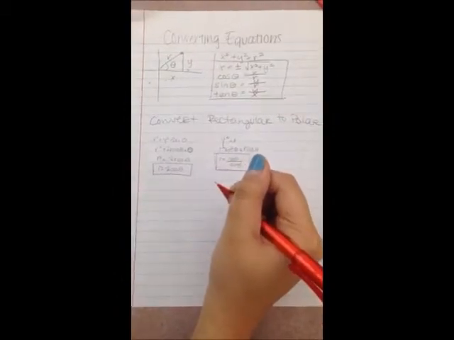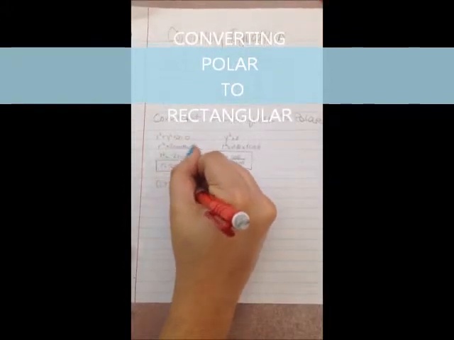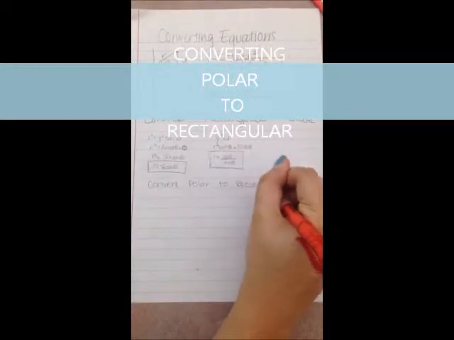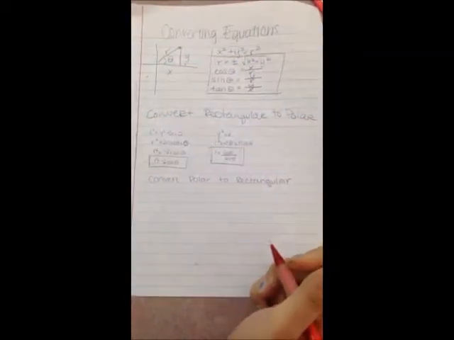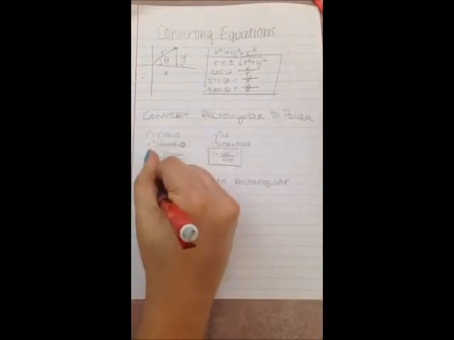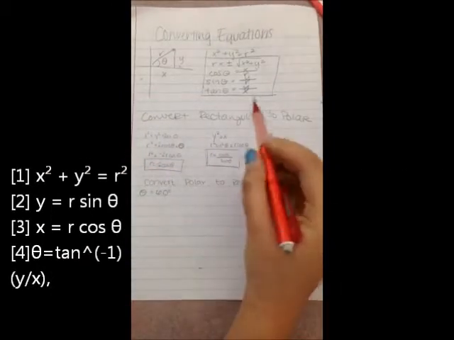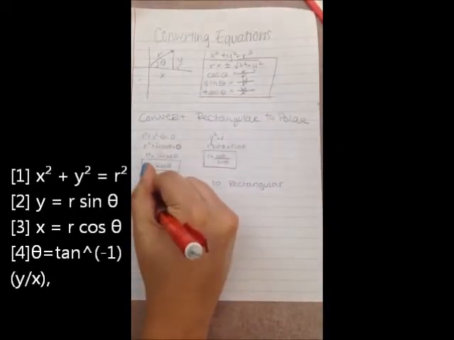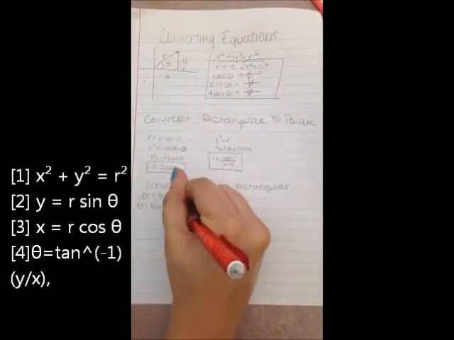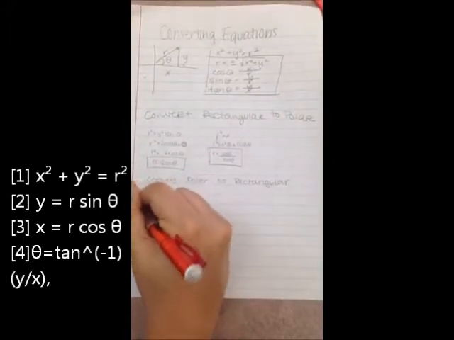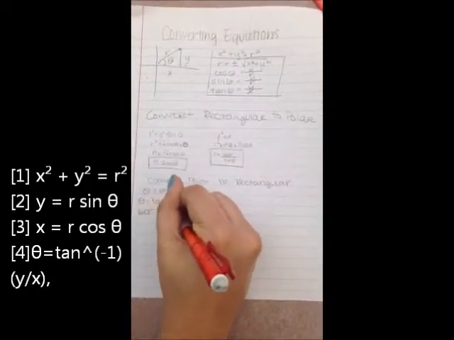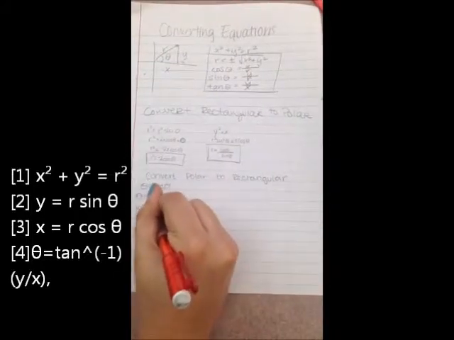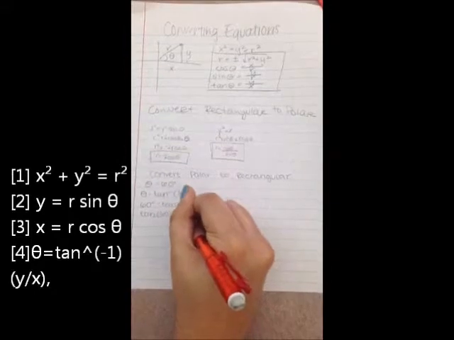Okay, so next we're going to talk about converting equations from polar to rectangular. The first example we're going to do is theta equals 60 degrees. Now, as we established up here, tangent theta equals y over x, so theta equals tangent inverse of y over x. Since theta is 60, that's 60 degrees equals tangent inverse of y over x. So tangent of 60 equals y over x.